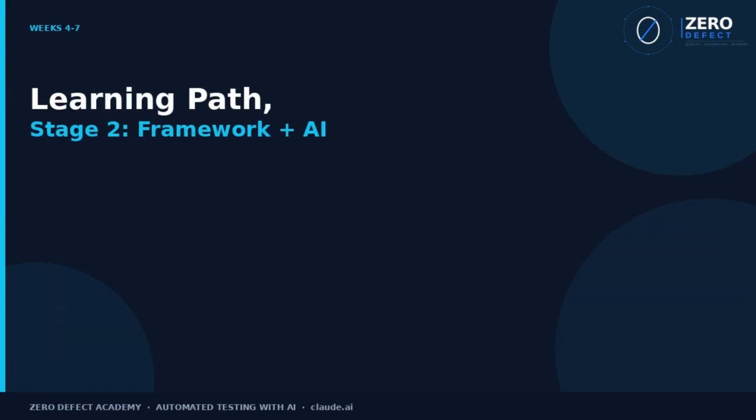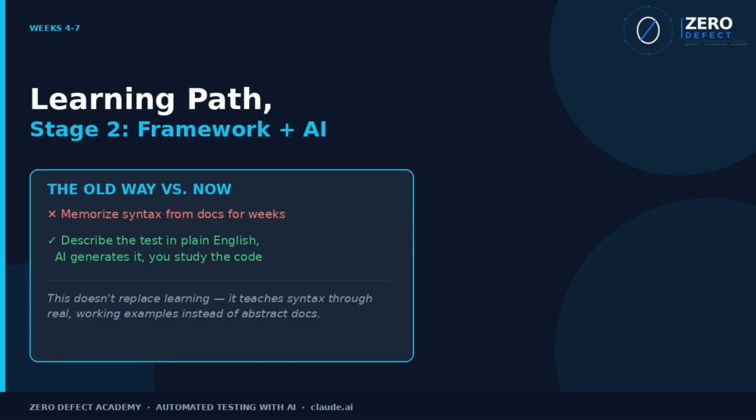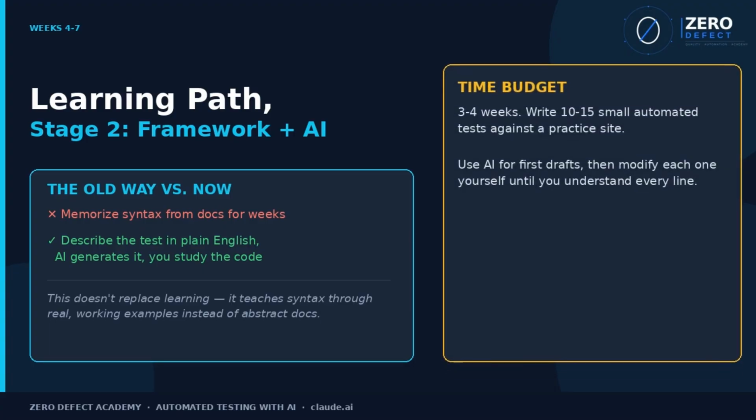Stage 2 is where you pick a framework and write your first real automated tests. This is also where AI changes the traditional roadmap significantly. Instead of memorizing framework syntax from documentation for weeks, you can describe what you want to test in plain English and have an AI assistant generate the actual code. Then study that generated code to learn the framework's patterns by example. This doesn't replace learning, it accelerates it, because you're learning framework syntax in the context of real, working examples instead of abstract documentation. Spend 3 to 4 weeks here.